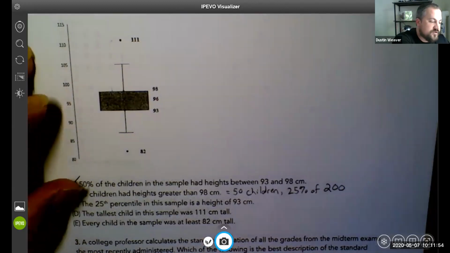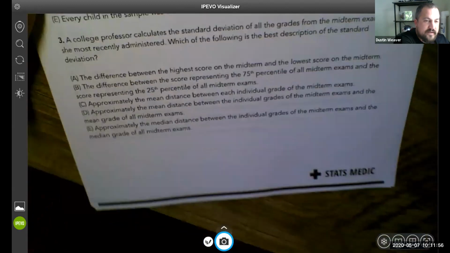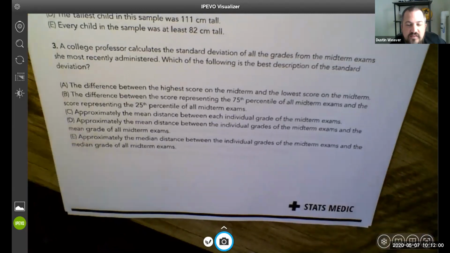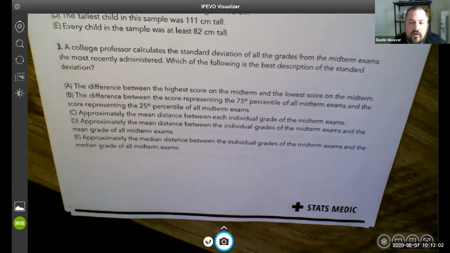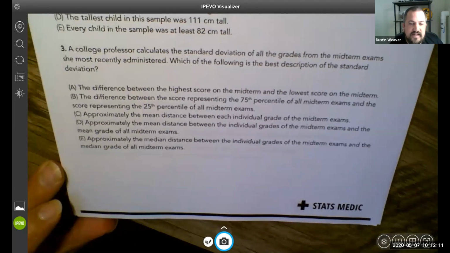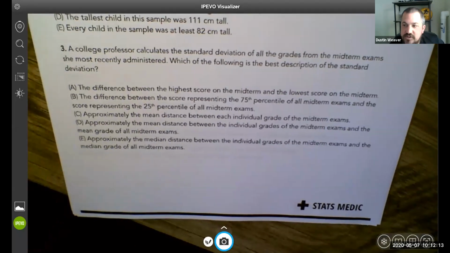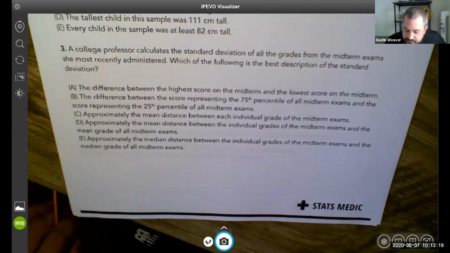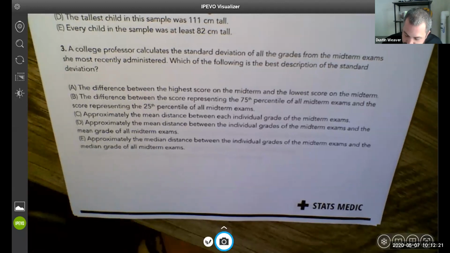So let's move on now to question number 3 at the bottom of the screen here. A college professor calculates the standard deviation of all the grades from the midterm exams she most recently administered. Which of the following is the best description of the standard deviation? So this is asking you basically for a definition. So what is standard deviation? I'll let you read through those for a second.